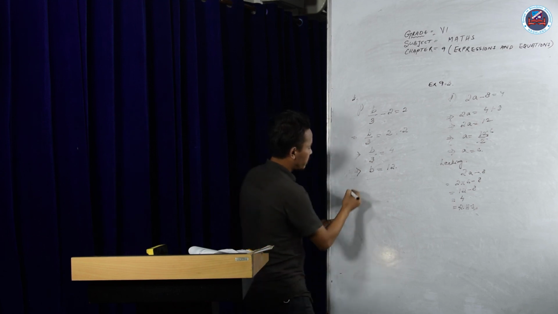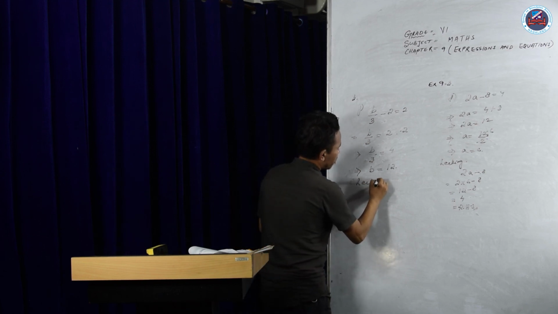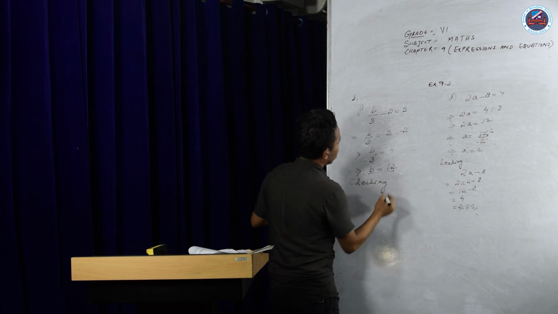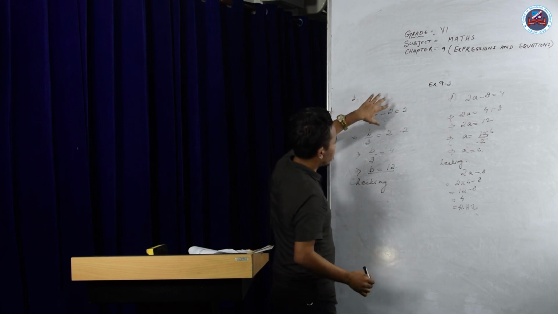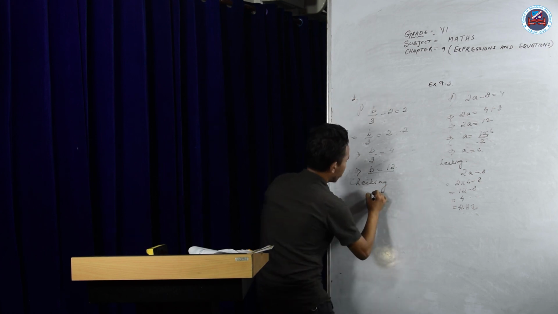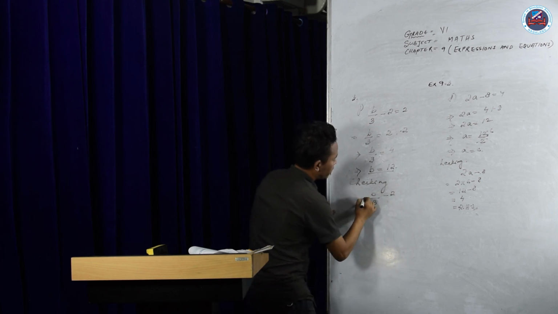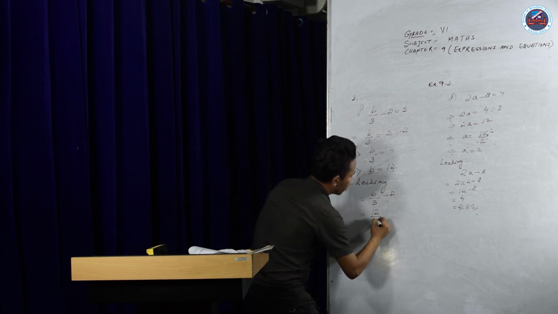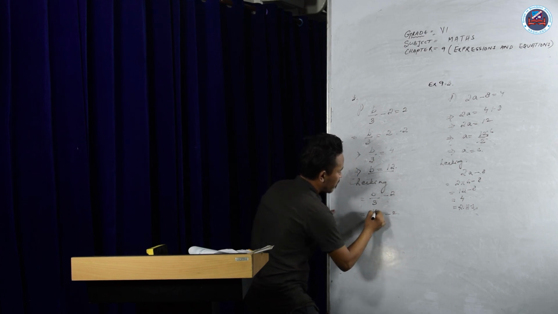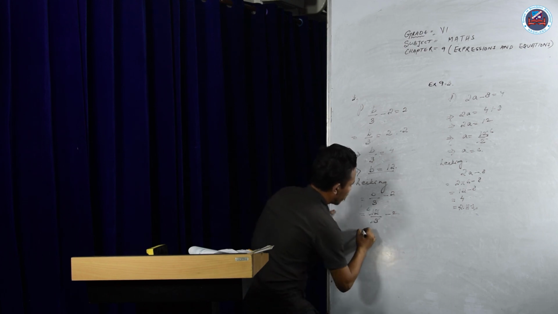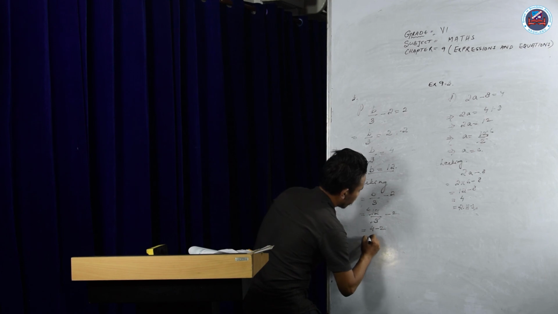Now checking again. Let's put it here in the left hand side. That is b by 3 minus 2. So the value of b is 12, so 12 by 3 minus 2. 3 and 12 can be cancelled, giving 4. 4 minus 2 equals 2, which equals the RHS.